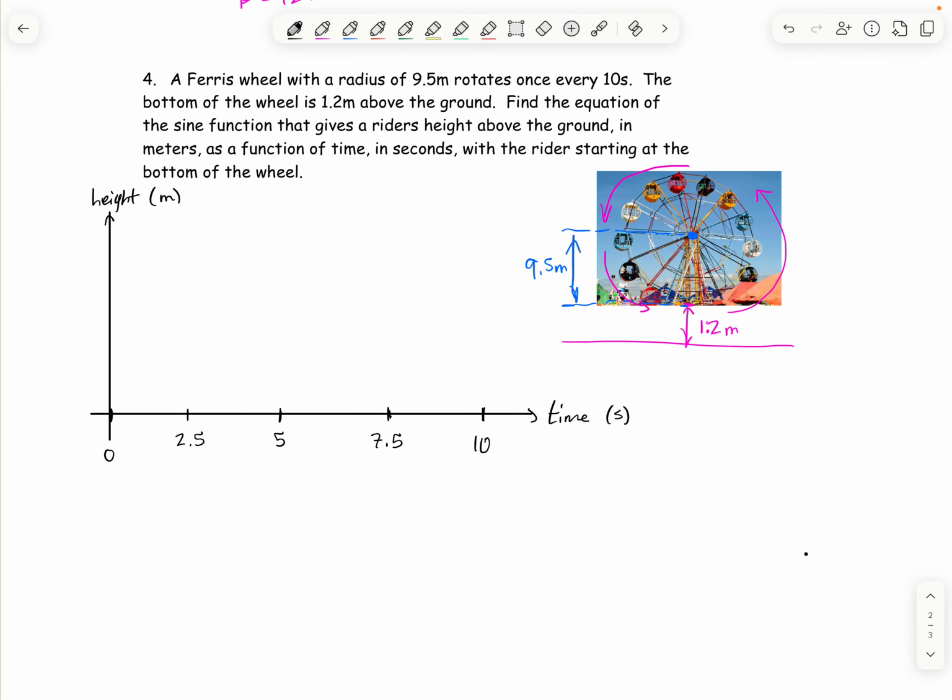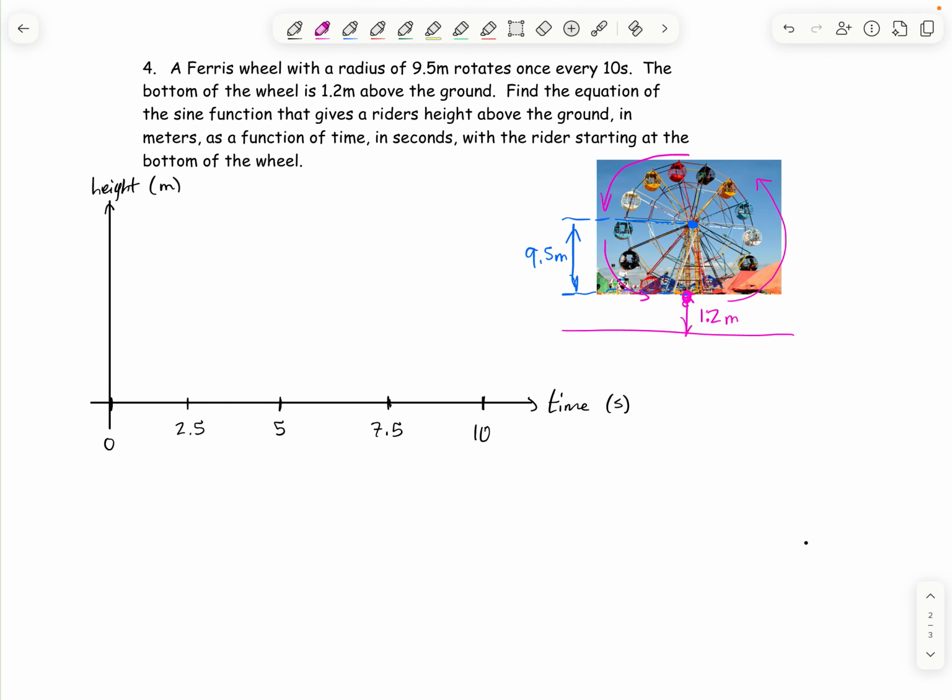The rider starts at the bottom of the wheel, and at the bottom, the location of that rider is just 1.2 meters above the ground. That's literally their height. They're at the very bottom. So my minimum is going to be 1.2 meters.